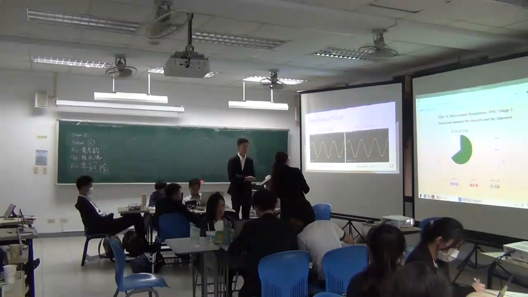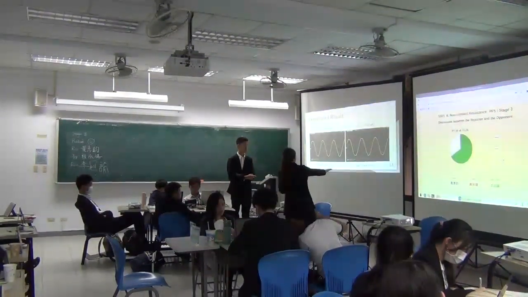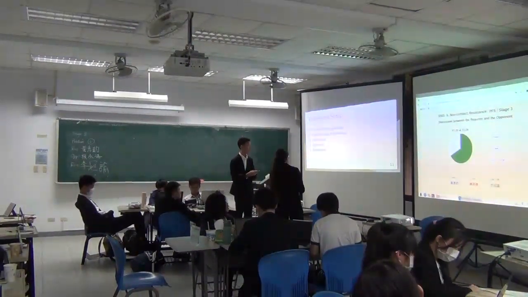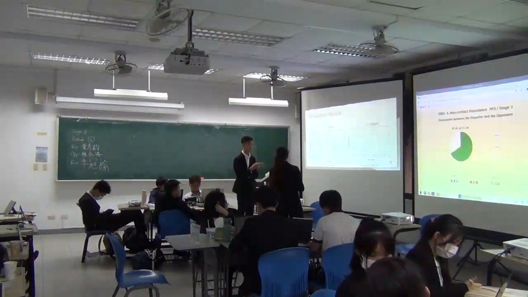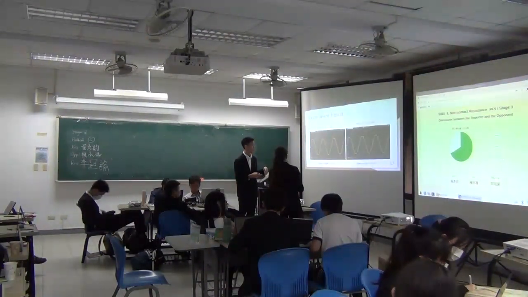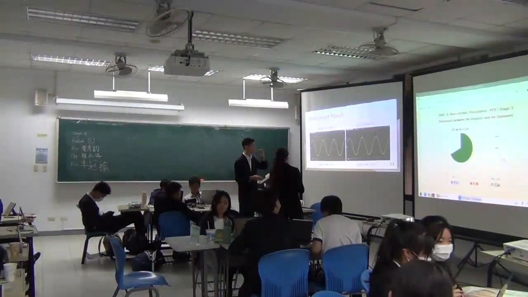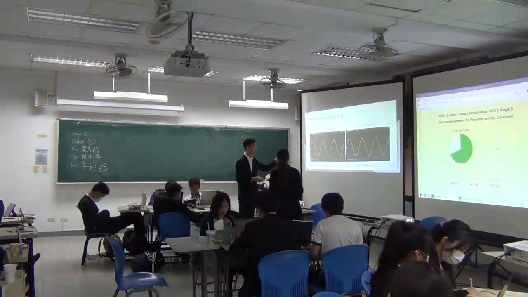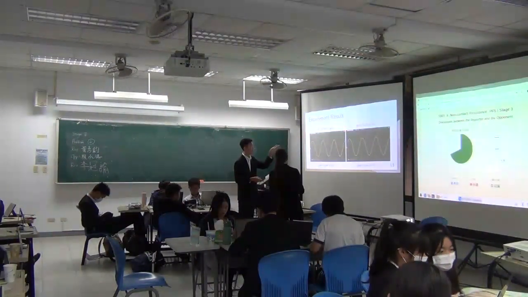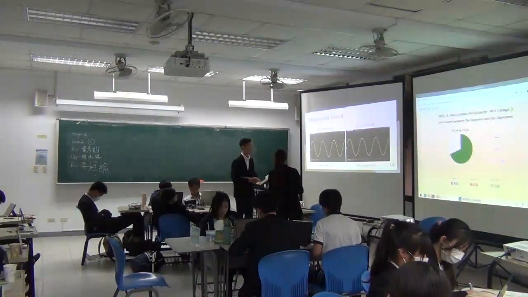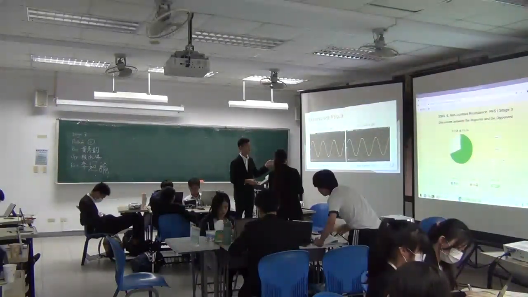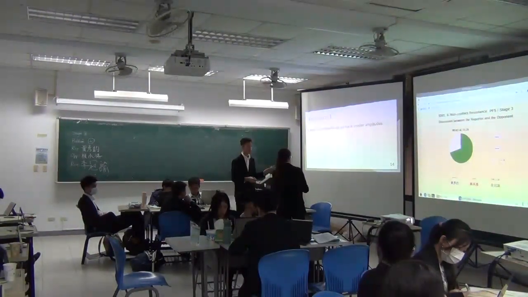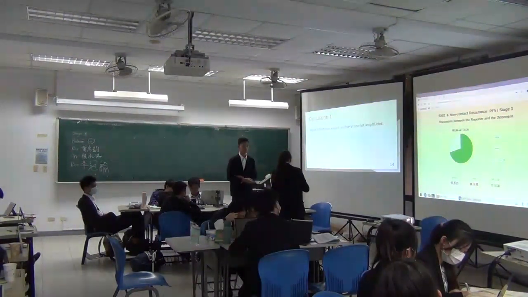Okay, and my question is, what's this part? It's a little similar to this part, but in this part the value we focus on is the peak to peak voltage. When we change the inductance, from this graph we can see that larger inductance values have smaller amplitudes of voltage. Okay.